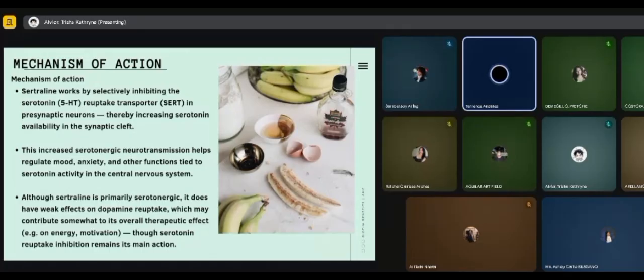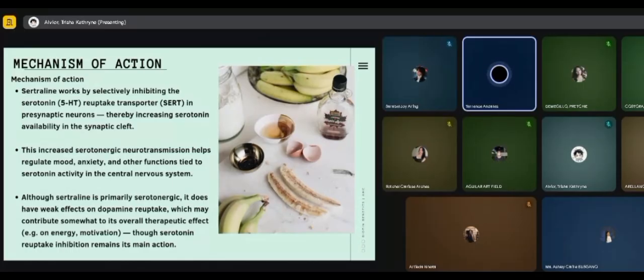So for the mechanism of action, now how does sertraline work? Sertraline blocks the reuptake of serotonin in the brain, which means serotonin stays longer in the synaptic space. So this increased availability helps regulate mood, reduce anxiety, and improve overall emotional stability. By enhancing serotonin activity, the medication supports better communication between nerve cells involved in mood and stress control.